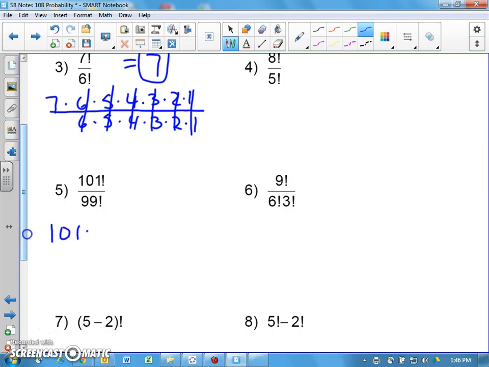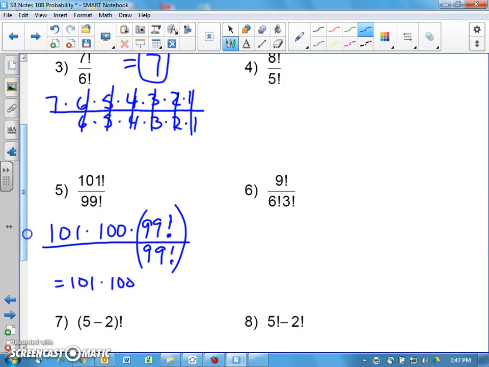101 factorial would be 101 times 100 times 99, etc., all the way down. Well, that's just 99 factorial. So if I divide that by 99 factorial, this part of the equation is going to cancel. So I'm left with 101 times 100, so I get 10,100.